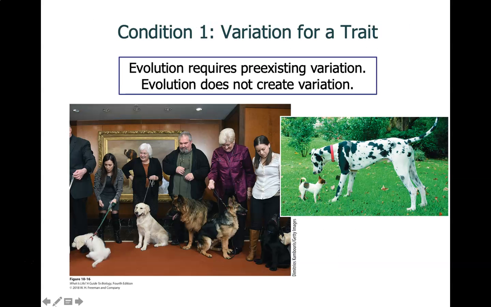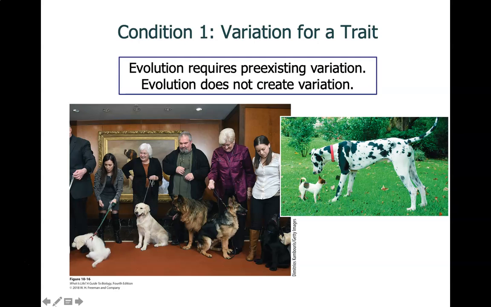So let's talk about this first one, condition 1, variation for a trait. Now this particular one means that in general, there's a lot of variation within a population. But more specifically, it means that there's variation for the specific trait that evolution is working on. Now in the next video, we're going to talk about how we actually can quantify evolution. And when we do that, we look at one specific allele frequency.